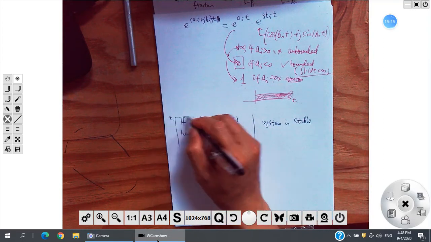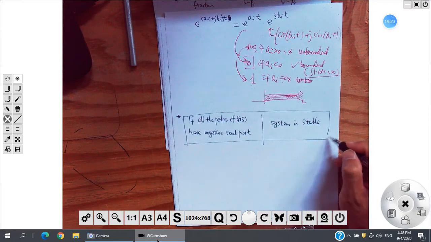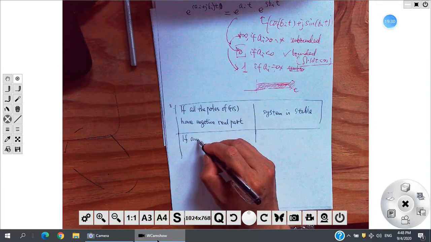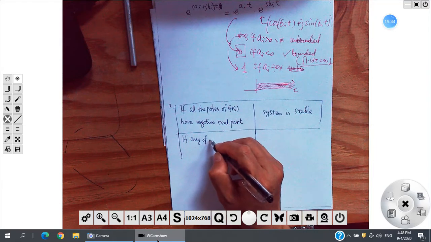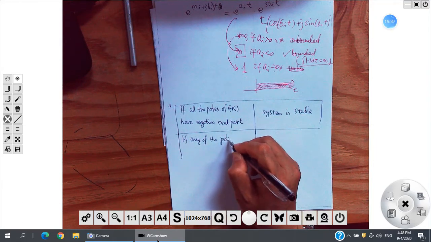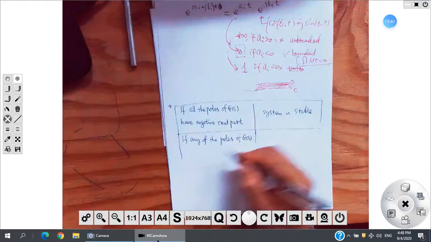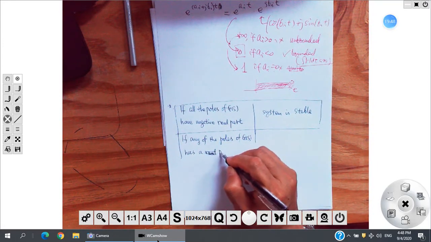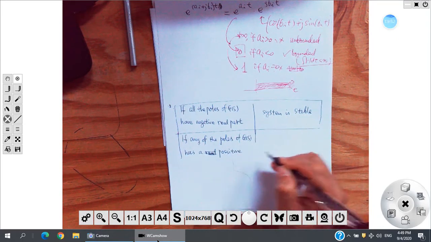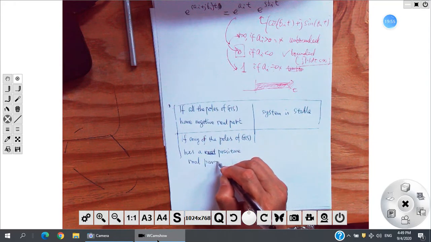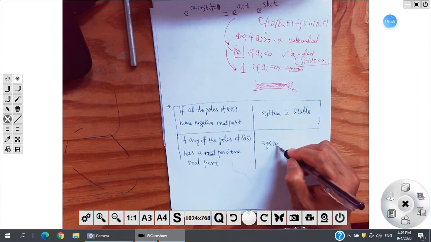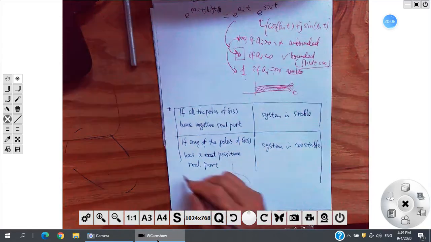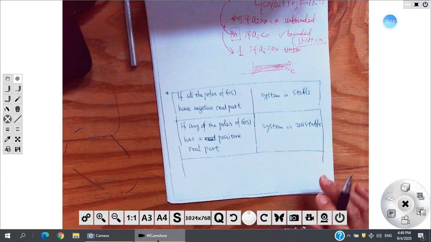Right, so we have this. And if any one of the poles of G(s) has a positive real part, in this case the system is unstable. And we have the third case.